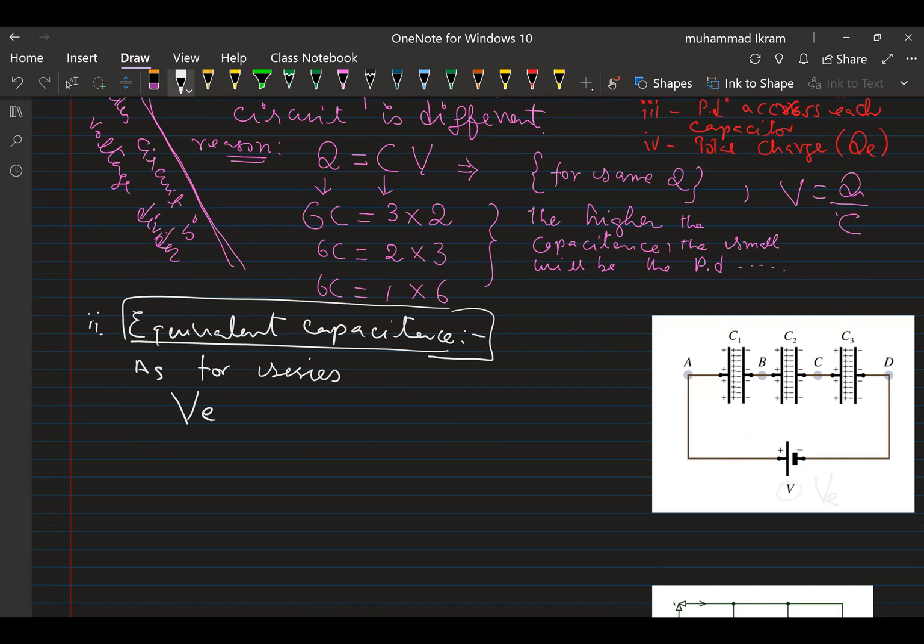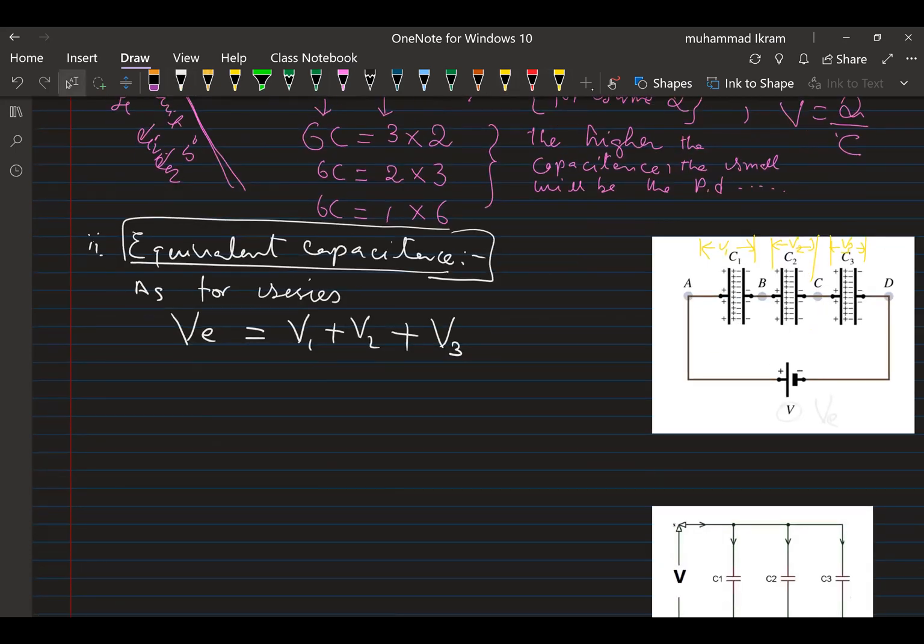So this V equivalent, the total voltage, will be equal to V1 plus V2 plus V3. Look, across each capacitor you have a V1 potential difference, V2 potential difference, depending on the size of the capacitor, V3 potential difference. Now, what is V? V is equal to Q by C.